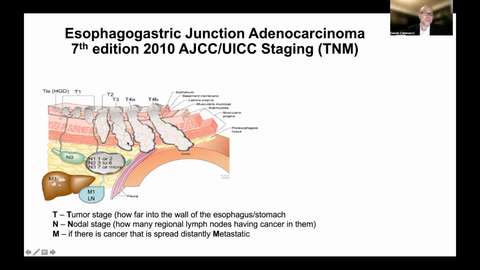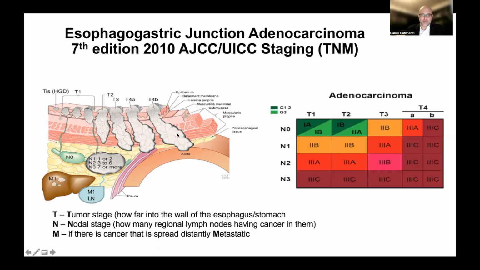Important things to note. The next part of the TNM staging that's important to understand is the nodal staging, or the N stage. And what this is telling us is how many regional lymph nodes nearby the actual primary tumor are involved with cancer or not. And finally, there's the M stage, whether or not there's distant metastatic disease to various organs that we had gone through, including the liver, peritoneum, or far away distant lymph nodes, called M1 lymph nodes. With that information of the T, N, and M, we can come to a final stage.